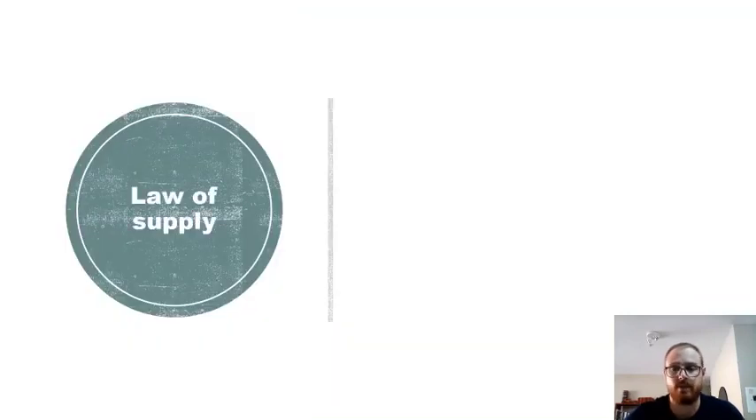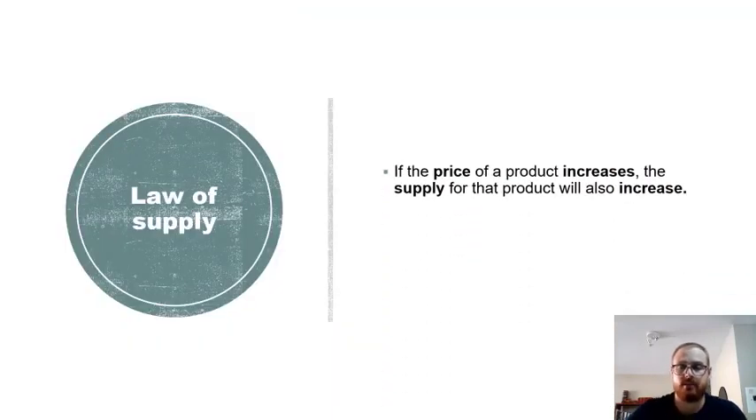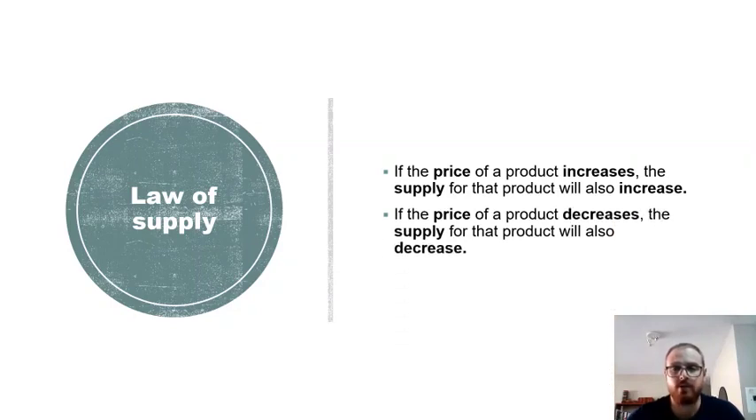Right, so law of supply, remember direct influence. If the price of the product increases, the supply of that product will also increase. If the price of a product decreases, the supply for that product will also decrease.